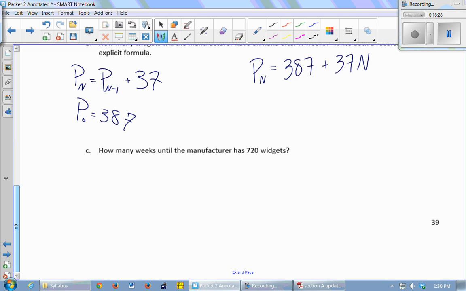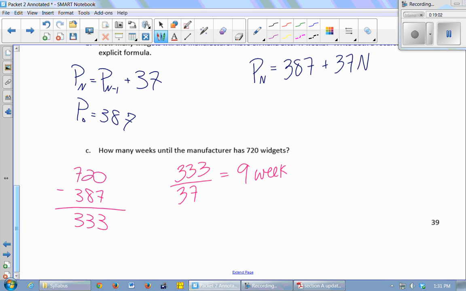And then how many weeks until we have 720 widgets? 9 weeks. Okay, so I saw what you did on your paper there, and it looks like you said, all right, 720 minus the number I started with, right? So that means I made how many widgets? 333 widgets got made, right? And if you can make 37 per week, we would divide those 333 widgets by 37 that can get done in a week, and that will give you 9 weeks. Right? So perfectly acceptable way to think through that answer.